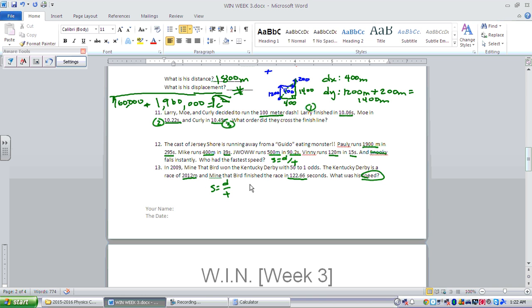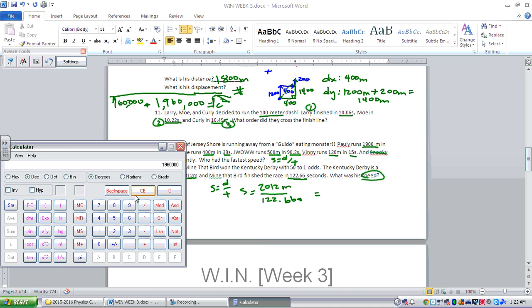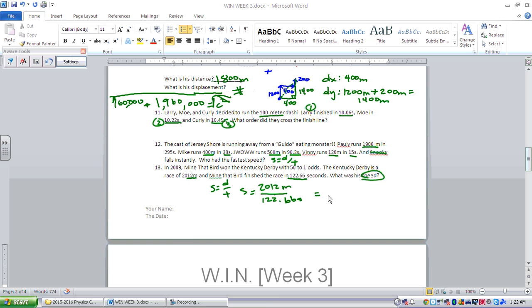And so if we actually plug in our values, we would get speed equals 2,012 meters divided by 122.66 seconds. We can do that one. So 2012 divided by 122.66. That gives us 16.4 meters per second for that horse, Mind That Bird.